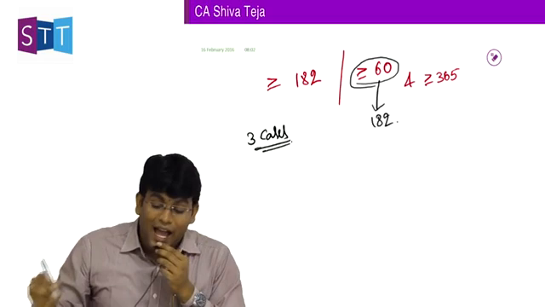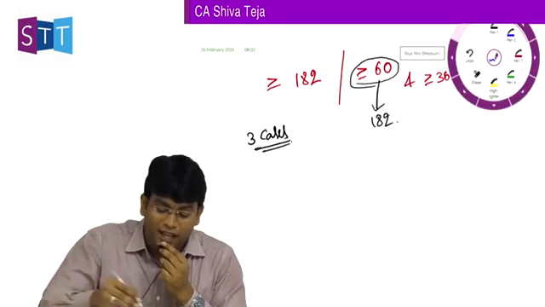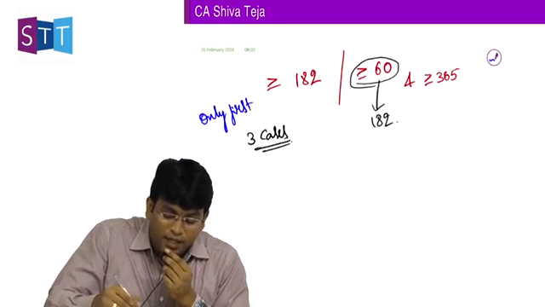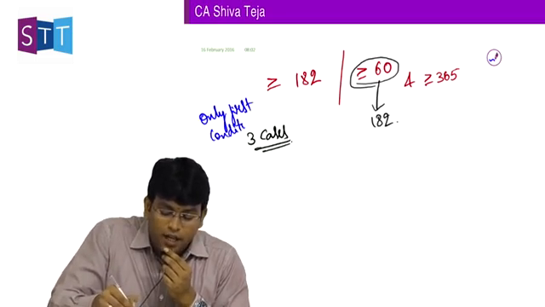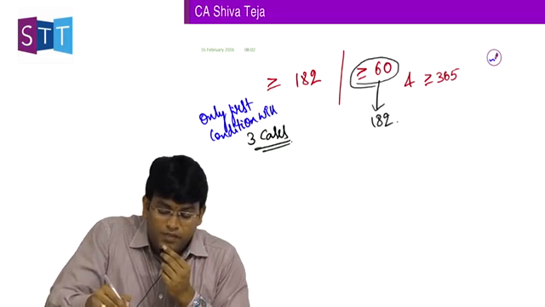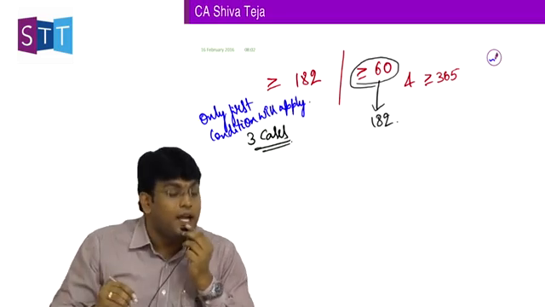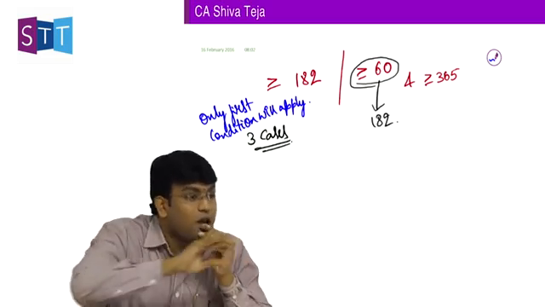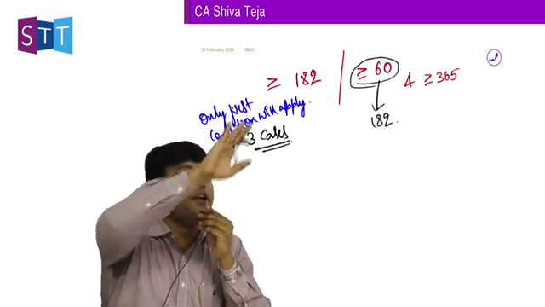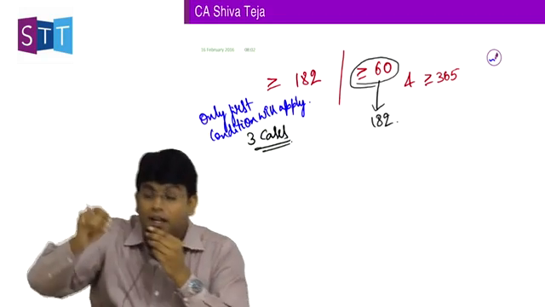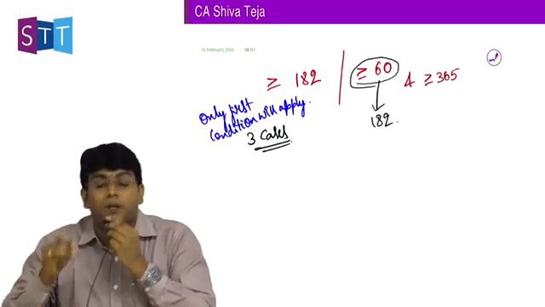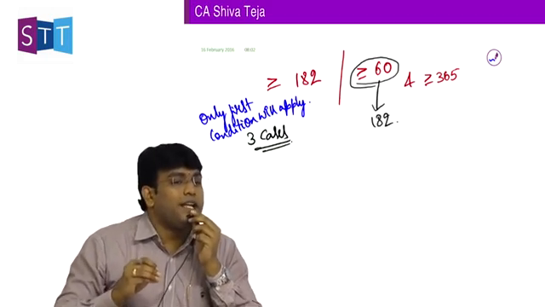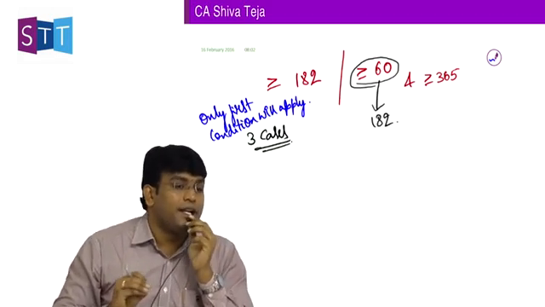In other words, in my language I always say, in 3 cases, only the first condition will apply. That means what? In order to be resident, he must be in India for how many days? 182 days or more. The 60 option is not there. He must be in India for 182 days or more to be regarded as a resident.